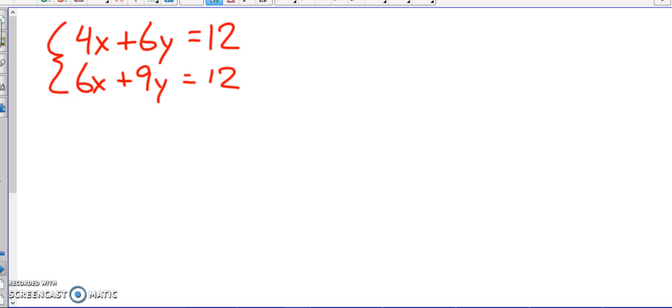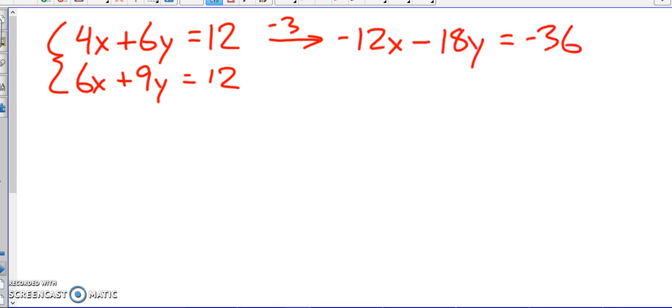So I've got a 4x and a 6x. What do 4 and 6 both go into? 2 goes into both of those, but what do they both go into? 12. And so, if I can make one of these into positive 12 and one of them into negative 12, then I can get those to cancel. So what can I multiply this top part by? Negative 3 sounds good. So I'd have negative 12x minus 18y equals negative 36.